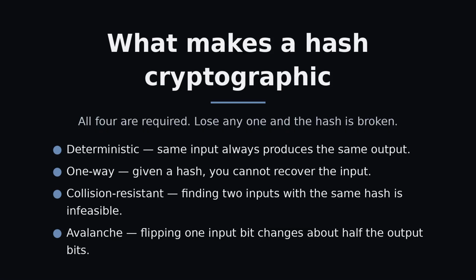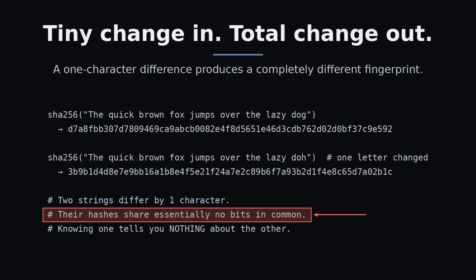Third, collision resistant. Finding any two different inputs that happen to produce the same hash should be infeasible, even with the entire Earth's compute. And fourth, the avalanche property. Flipping one single bit of the input should change about half the bits of the output. The output looks completely different even when the inputs are nearly identical. The avalanche property is what gives hashing its magic.